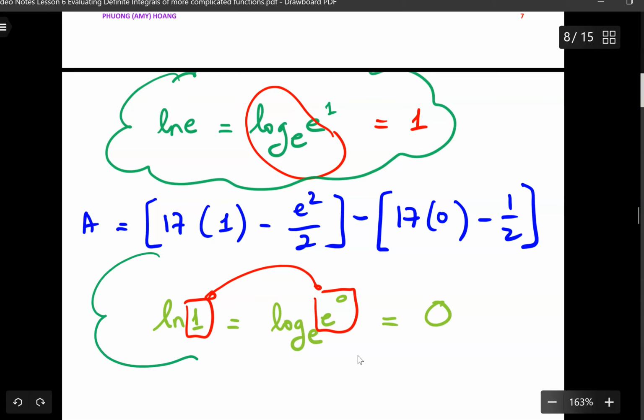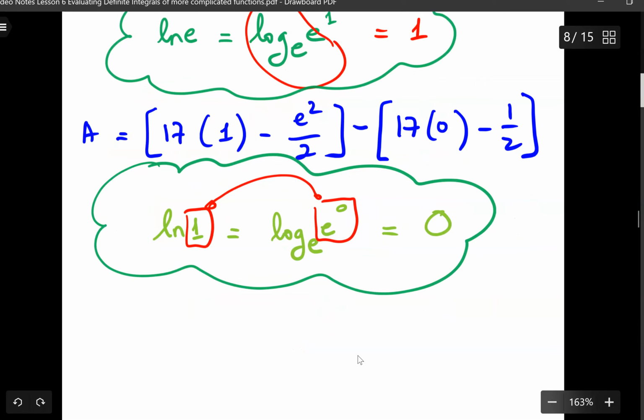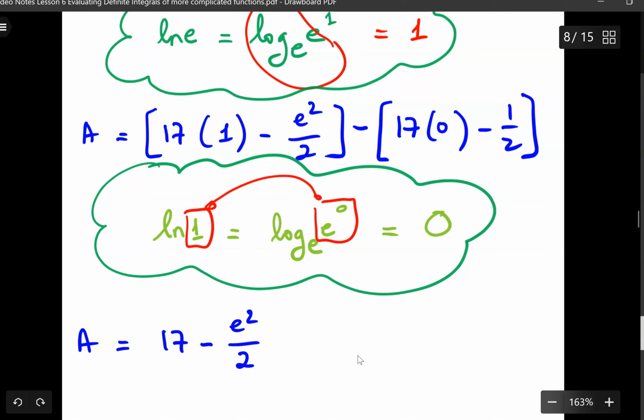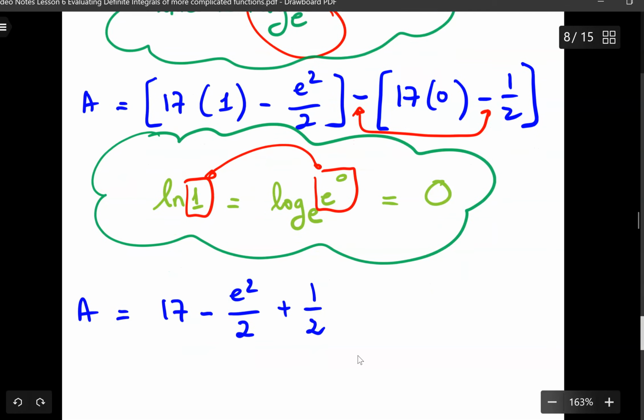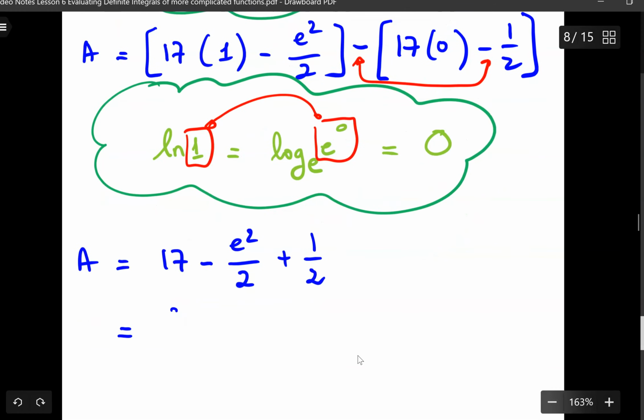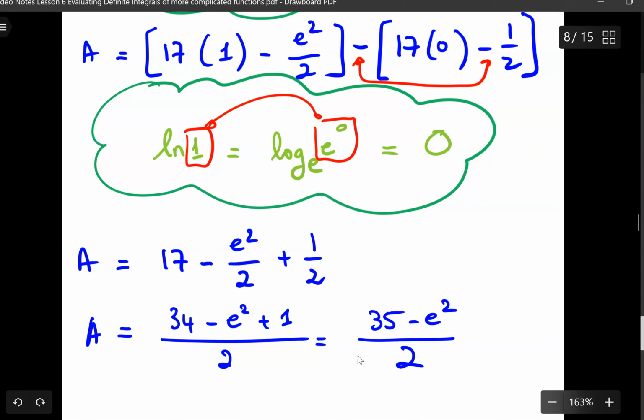Another quick review for logarithm for everyone in this case. So the area will be equal to 17 subtract e squared over 2, and then I should add a half, because you see this is a negative and a negative, so I add that with a half. To simplify this, I can have it as 34 subtract e squared plus 1, everything divided by 2 as the common denominator. Then I should have 35 minus e squared over 2 as my final answer. This should be in square units.